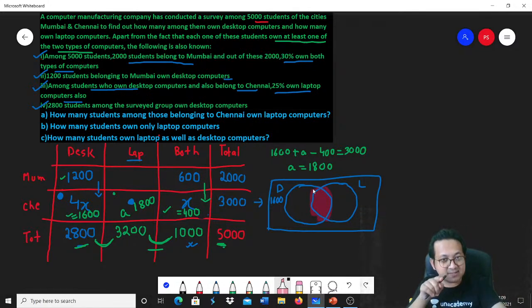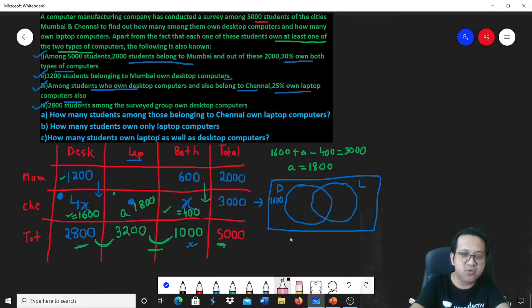Because you are counting twice, you have to subtract. Please don't add it. If you still add it, all sums will go wrong. Fine? I think you understood this. Correct? Let's look at the first row.